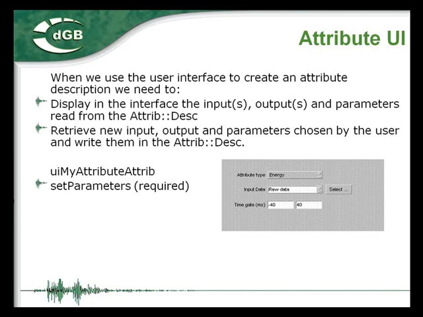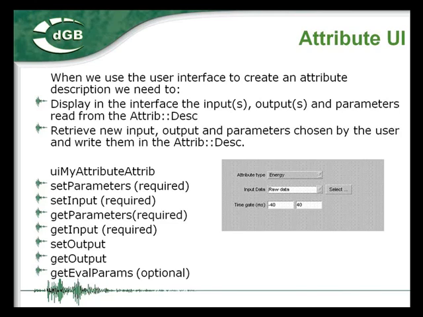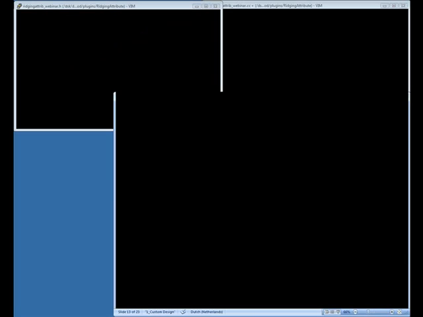So what do we do for that? Then we create our attributes interface, and then we have a couple of functions. Among those: set parameters, set input, get parameters, get input, set output, get output, and get eval parameters, which is optional. This is only if you want to evaluate one of your attribute parameters in a movie style. Again, set output and get output are only required if you have more than one output. This is clearly not our case here. So we will just have a limited number of functions that we need to code.